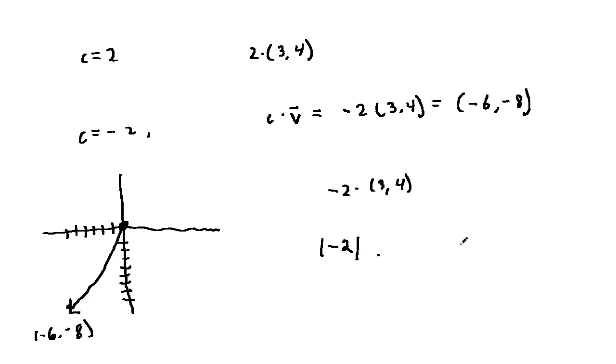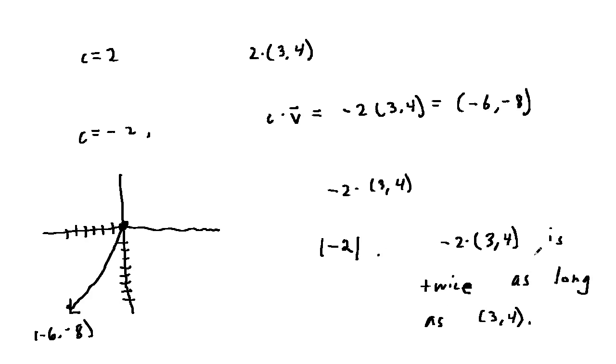So -2 times the vector 3, 4 is twice as long as the original vector 3, 4. So you can see what the scalar c does to the vector v. If it's positive, it just points in the same direction, but if it's negative, then it points in the opposite direction and it changes the length, it scales it by the absolute value of that scalar c.